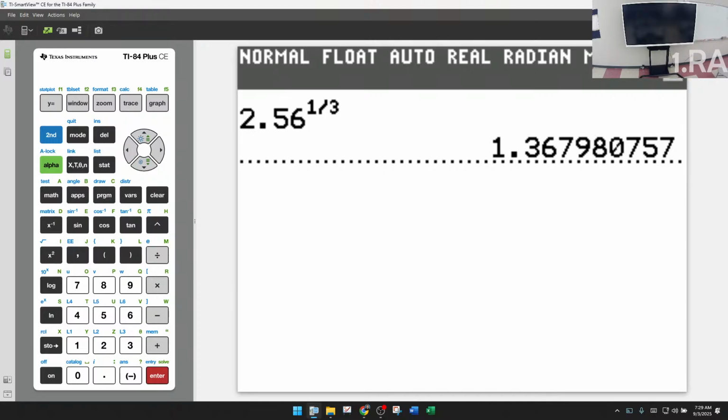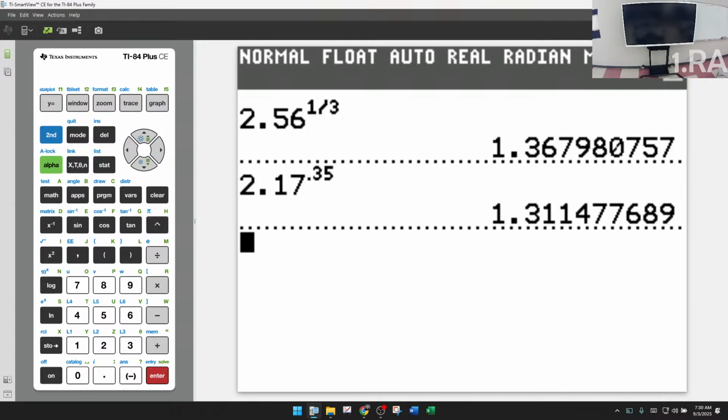So who did this and what answer did that go to? Is that the answer? 1.36? 1.384. So is that the bottom right? No. 2.17 to the 0.35. 1.311. I don't think that's any of these answers. It's not. So it must be the last one.